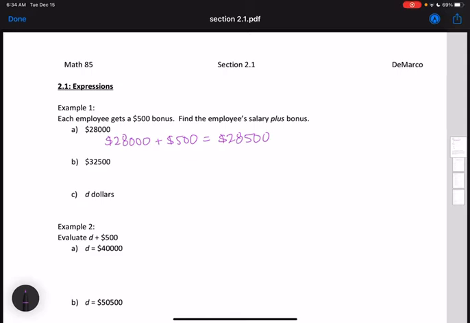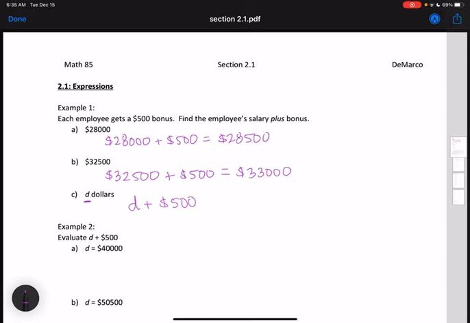For the next one, we would have 32,500 plus that 500. And what would we have there? That would go to 33,000. And now we have this D, so D dollars. So that means it's our variable, it's our unknown. So whatever D was, we would just do D for whatever it is plus that 500.